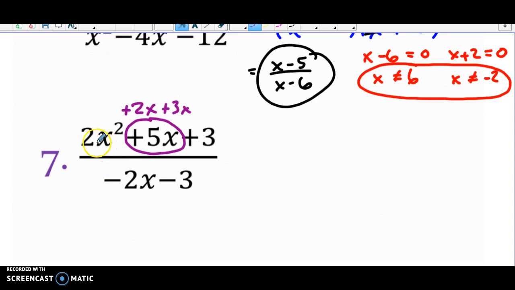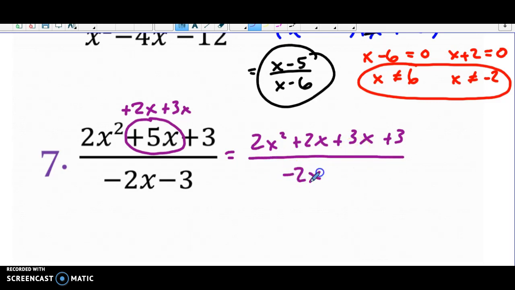And that way I can factor a 2x out of these first two terms, and I can factor a 3 out of these second two terms. So let's rewrite what we've got. We now have 2x squared plus 2x plus 3x plus 3. So I haven't changed the value of this. I have just taken 5x and split it up into two smaller pieces.